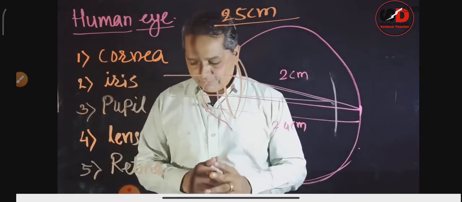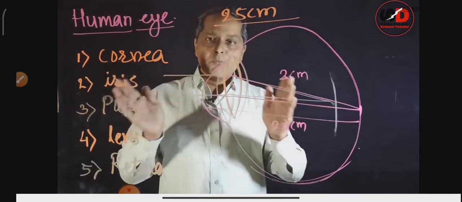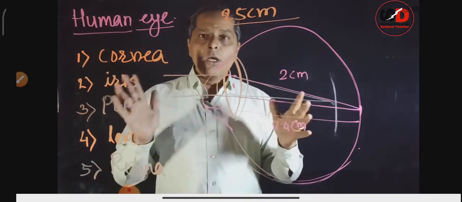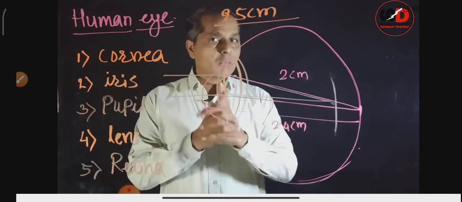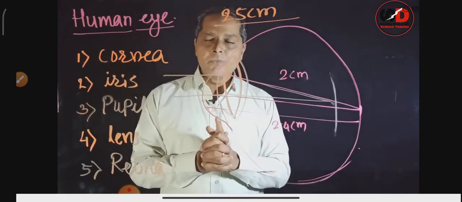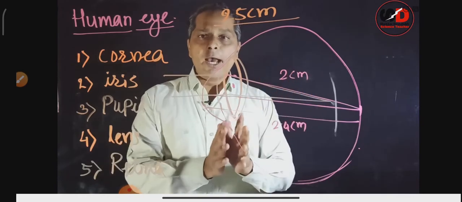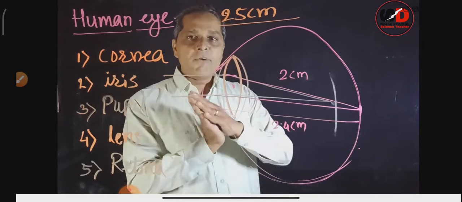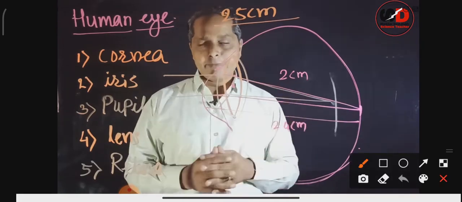So in this way, before concluding, we will see it again. So what we learned today: the human eye has various parts. The outermost part is the cornea. What is the function of the cornea? Almost all light falling on the eye falls on the cornea, and about 95% of that light gets refracted into the eye.